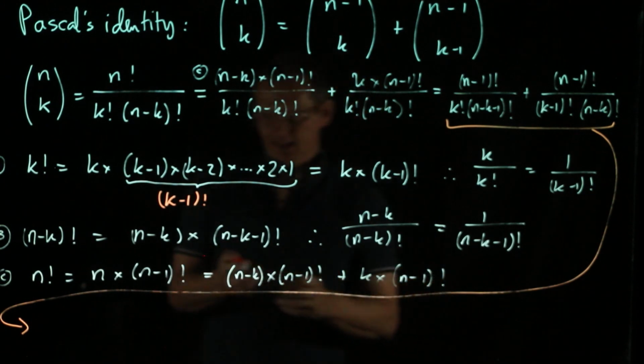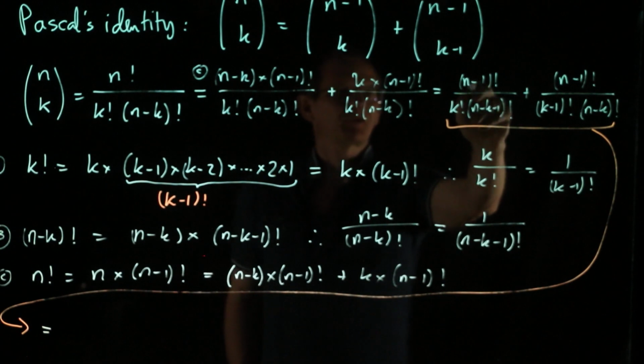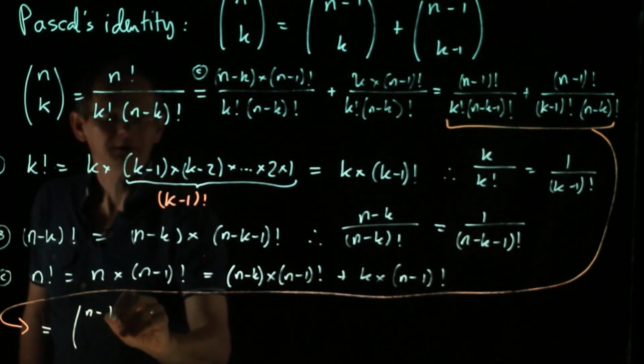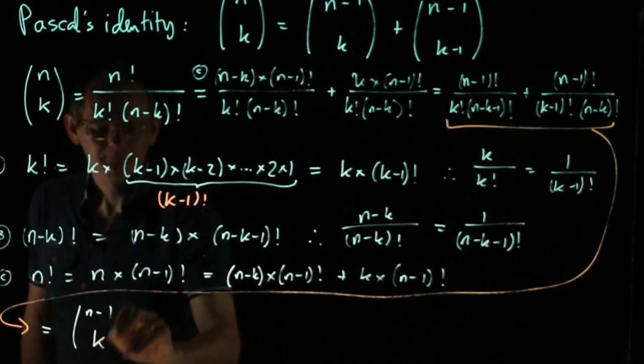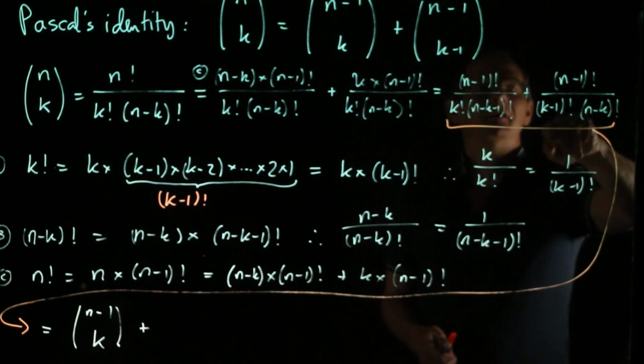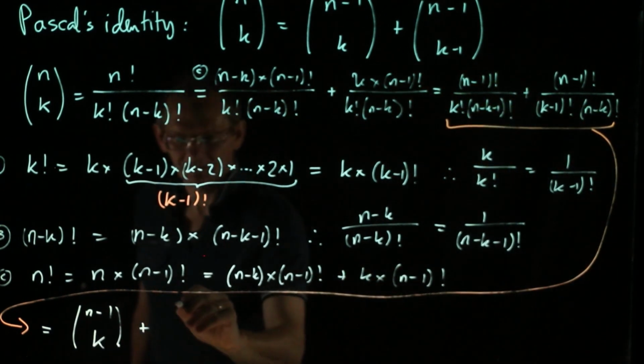Okay, following on from here, what's this first term? That's obviously n minus 1 choose k. And then here, I want to say that this is the same as n minus 1 choose k minus 1. Let's actually write that down.